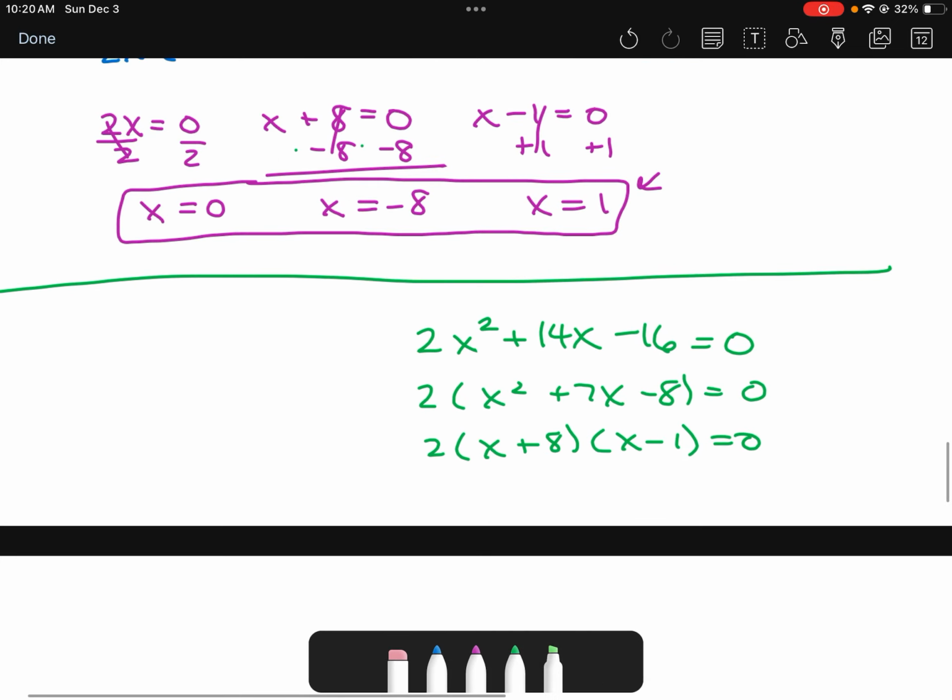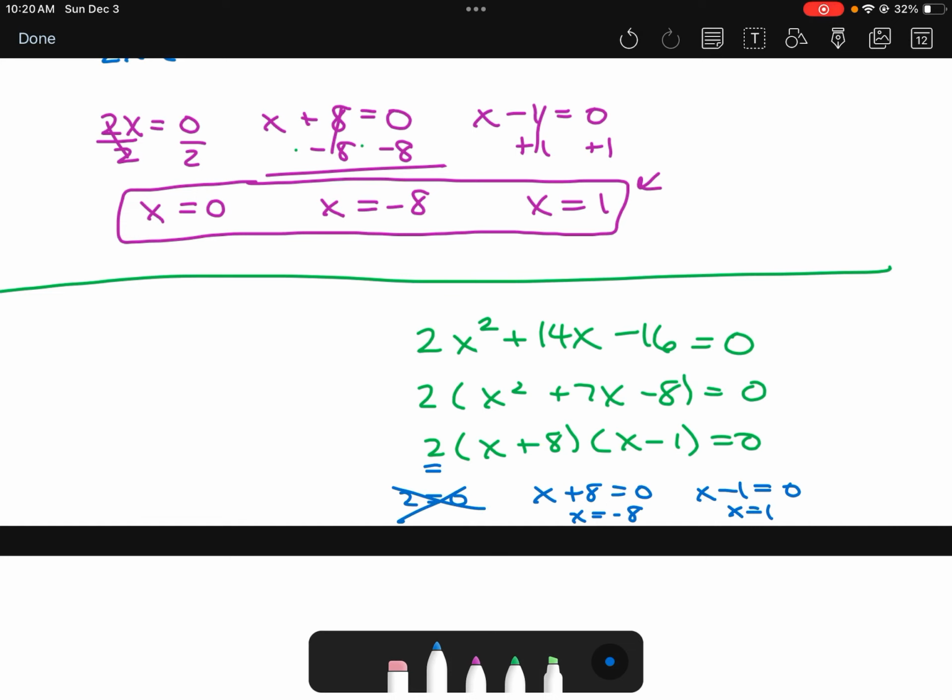Now, here, if you notice, our GCF is just a number. Out of practice, you can still, if you want, set each part equal to 0. It might not be bad right away. So here you're going to get your answer. X is -8, X is +1. But here it says 2 equals 0. There's no X in it, so you can't solve for anything, so you can just cross that out.